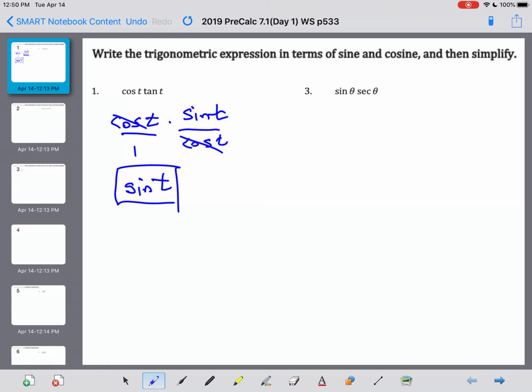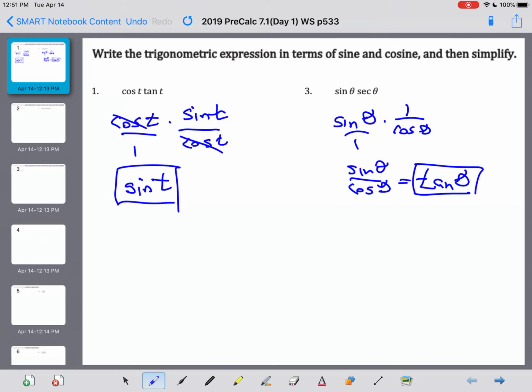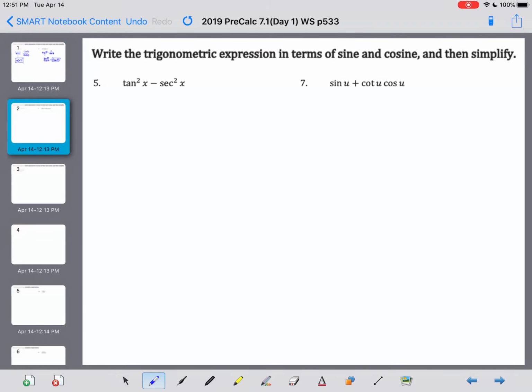Okay. Now over here with number 3, again, sine can't do anything there, sine of theta. Secant is 1 over cosine by definition. And again, making a fraction times a fraction, I get sine of theta over cosine theta, and that is the definition of tangent. Okay. Moving on here with 5 and 7, 9 as well.